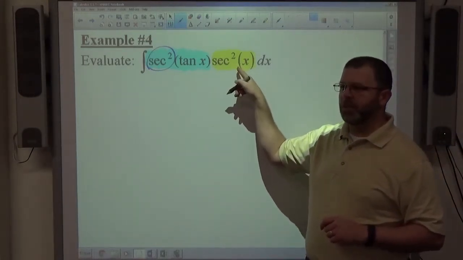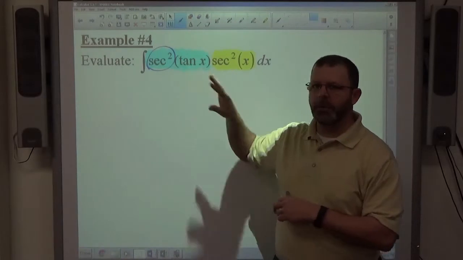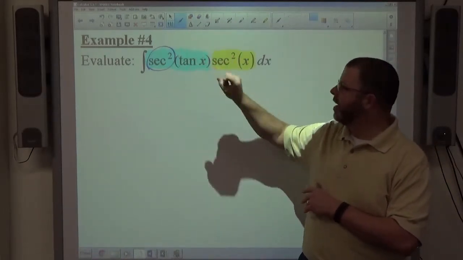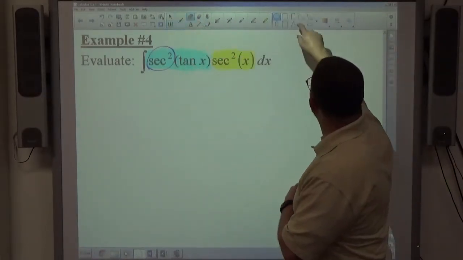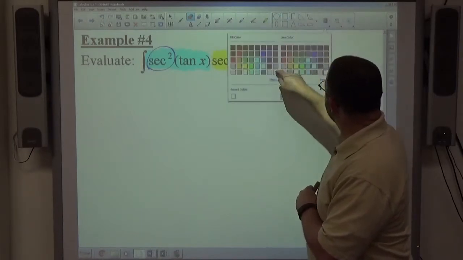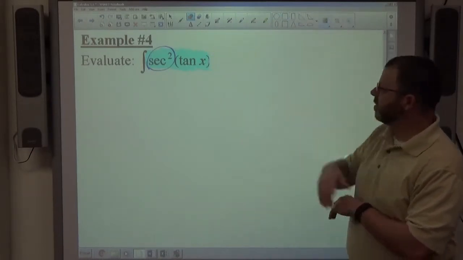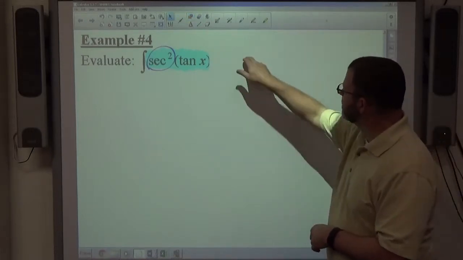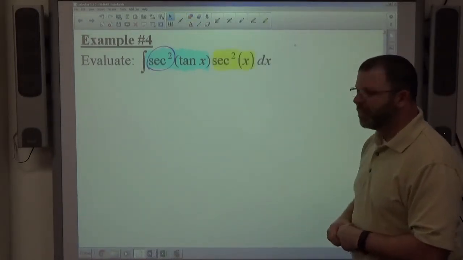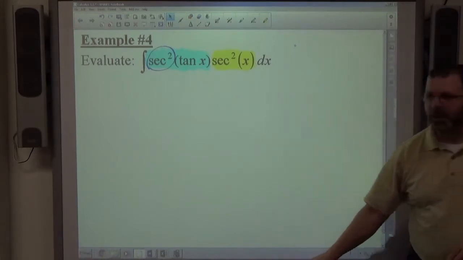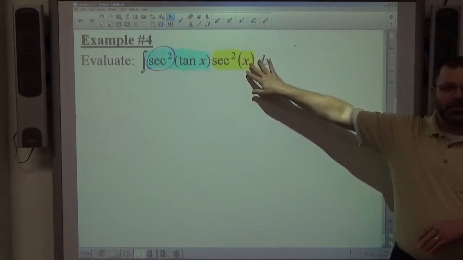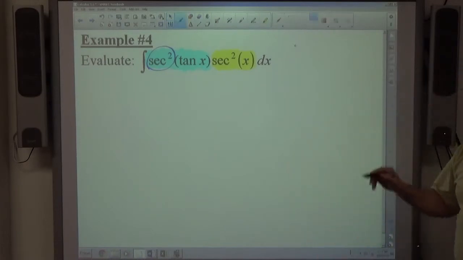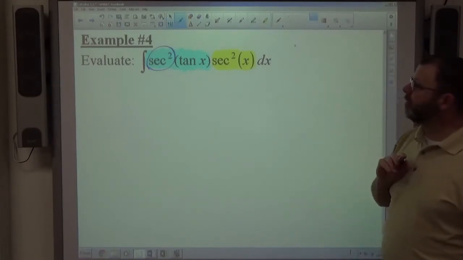I don't care about this secant squared. All I'm worried about is this one. Once I've made my decision that I'm going to focus on this, everything else is not even important to me. My basic vision right now looks like this. I don't care about anything but that. Once I've made that decision that that's what's important to me, the rest of the problem is invisible to me for right now. You have to train yourself to do that, so I'll put it back up there. But yeah, that doesn't exist right now. It's invisible.